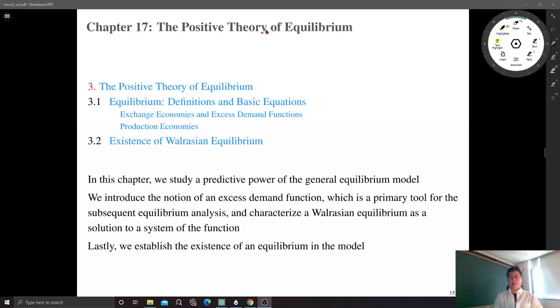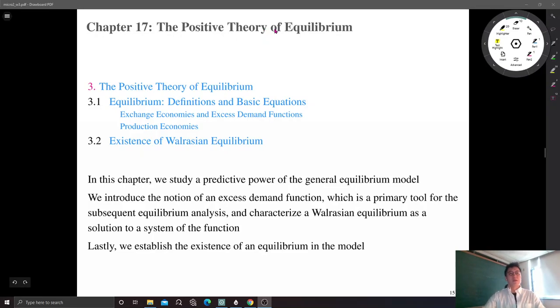If we have an equilibrium, what kind of properties does the equilibrium have to have? So it's more like what it ought to be. So it's more like a normative theory. If the equilibrium exists, the equilibrium must possess those kinds of properties. So Chapter 16 concerns the normative theory of equilibrium. On the other hand, Chapter 17 concerns the positive or descriptive theory of equilibrium. So now we describe the economy. We describe the equilibrium behavior as it is.